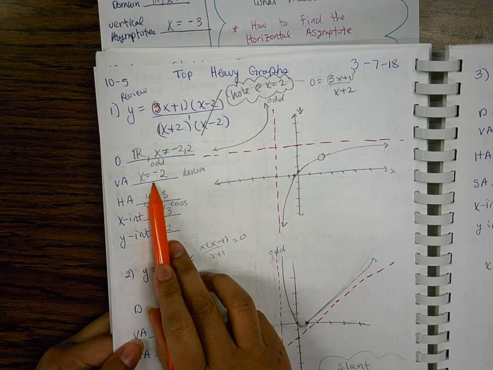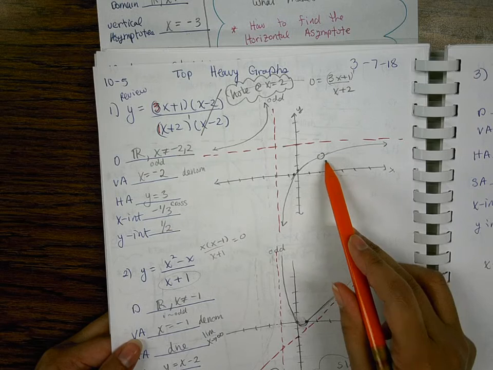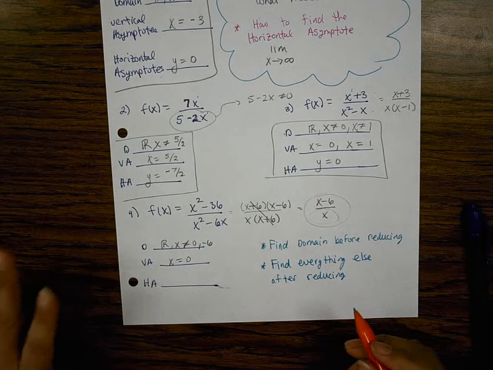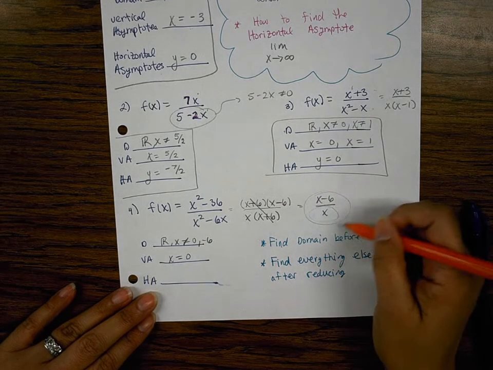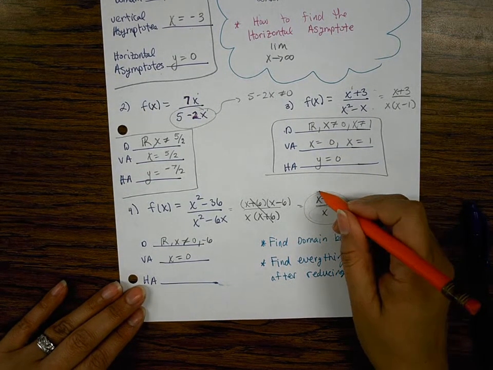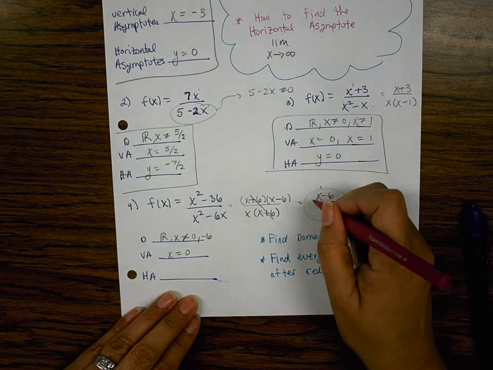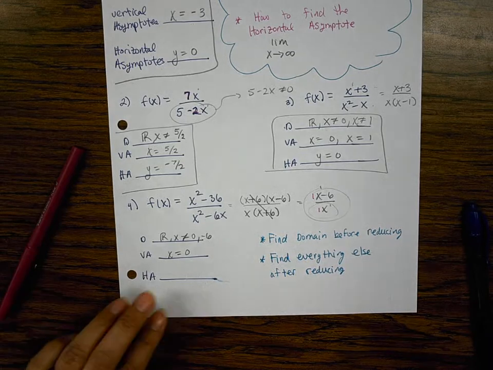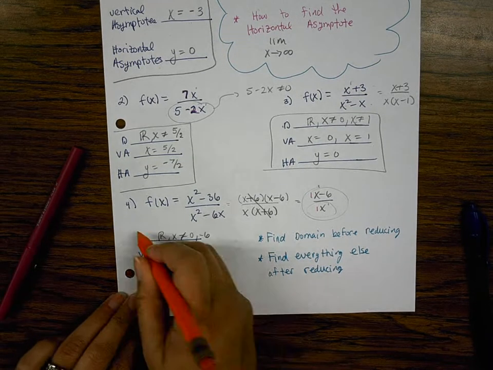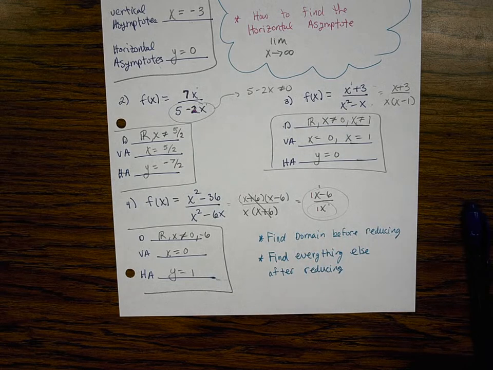You can see here we have 2 restrictions for our domain, but only 1 vertical asymptote. When that happens, you have a hole in your graph. Okay, so with that being said, x is 0, horizontal asymptote is it top heavy, bottom heavy, or the same. The degree at the top is 1, degree at the bottom is 1, so we take our leading coefficients. There's a 1 there and a 1 there, and 1 over 1 is 1, so y equals 1.